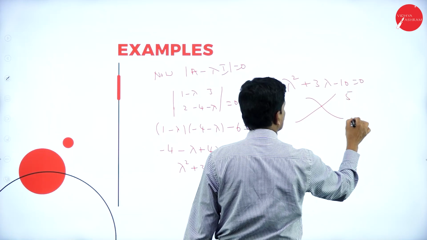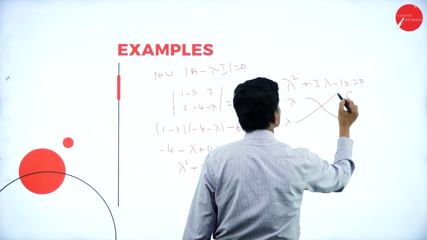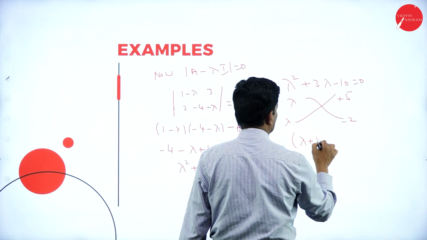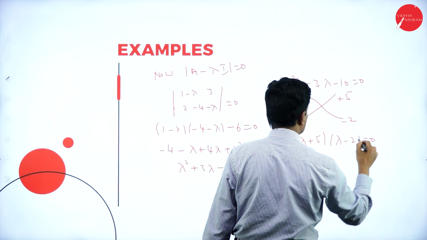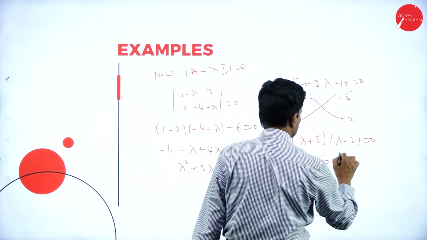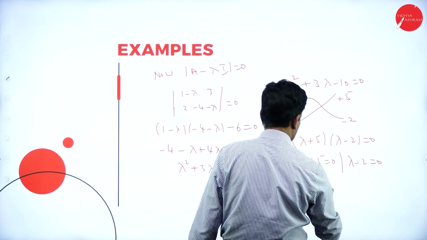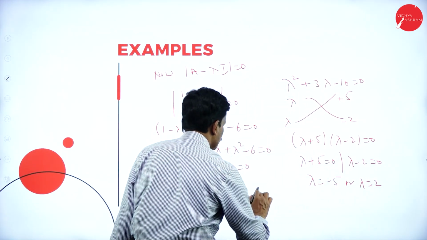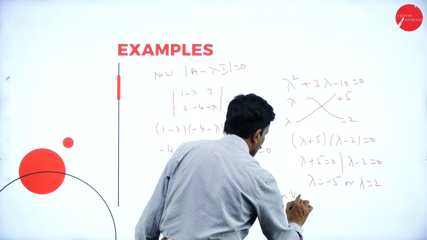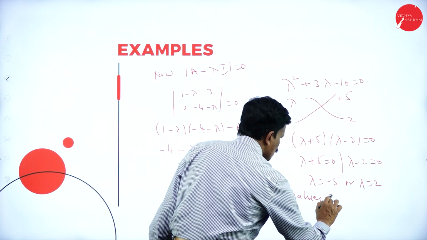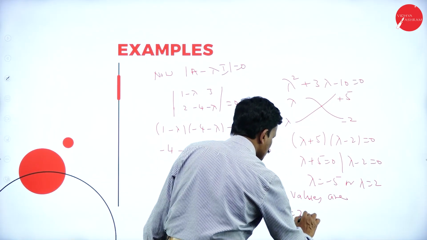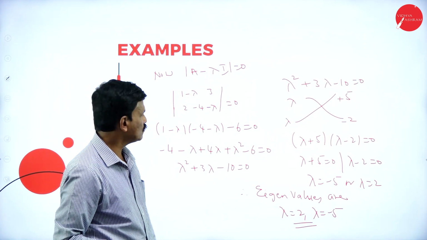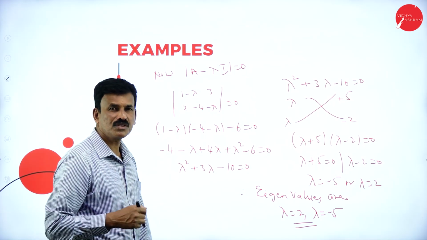Here we can factorize this: lambda square plus 3 lambda minus 10 is equal to 0. Minus 5 2s are 10, and this is plus 5 and minus. So you can straight away write lambda plus 5 into lambda minus 2 is equal to 0. Lambda plus 5 is equal to 0, lambda minus 2 is equal to 0. Lambda is equal to minus 5, or lambda is equal to plus 2. So therefore the eigenvalues are lambda is equal to 2 and lambda is equal to minus 5. That's it. Minus 5 and 2 are the eigenvalues for this matrix, right? Now move on to the next problem.